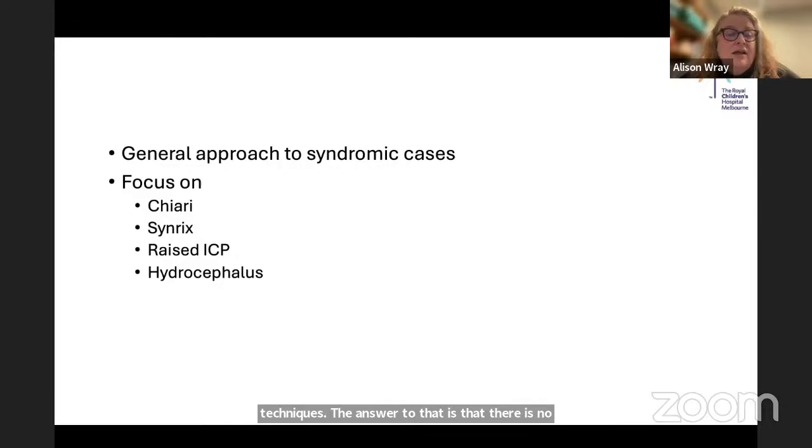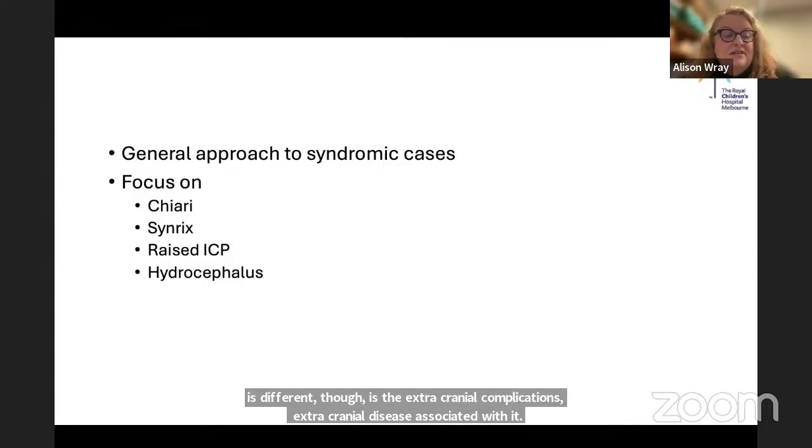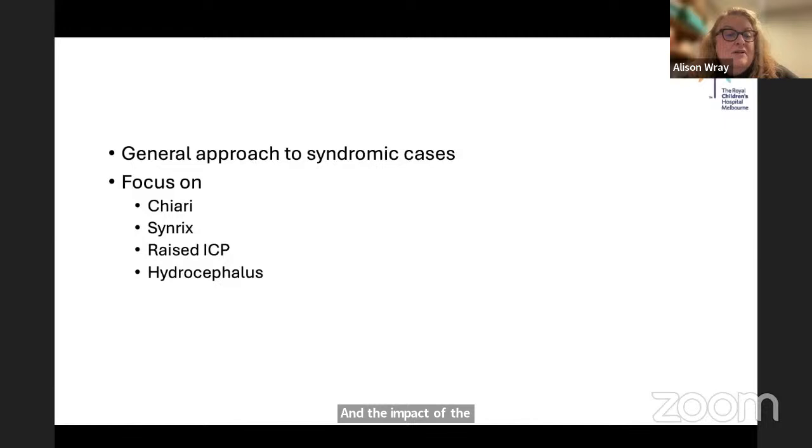So generally in syndromic synostosis, you can use those good techniques that you have and that you're comfortable with from your simple craniosynostosis cases. What is different, though, is the extracranial complications, the extracranial disease associated with it, and the impact of the craniosynostosis on the development of the brain and of the face.